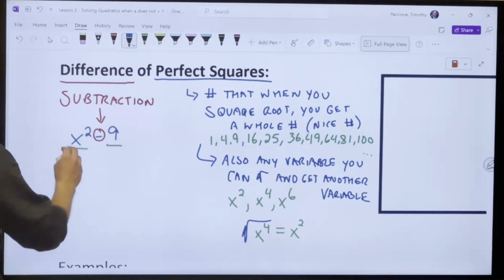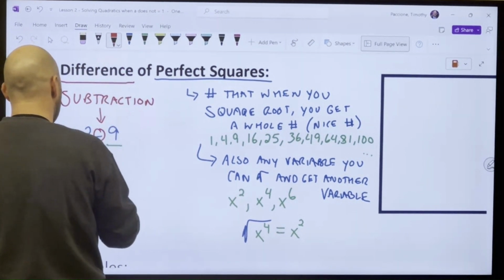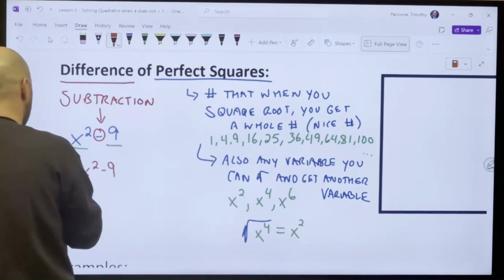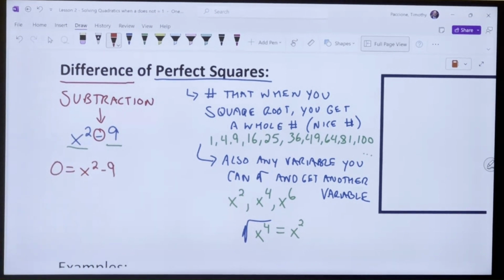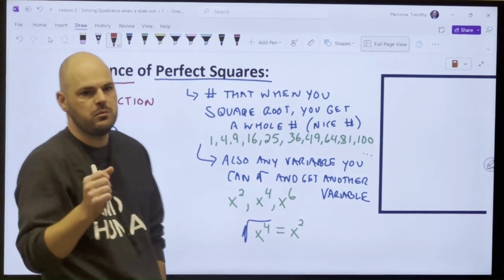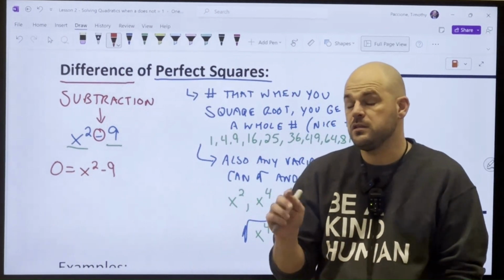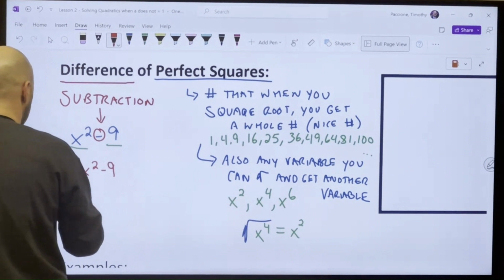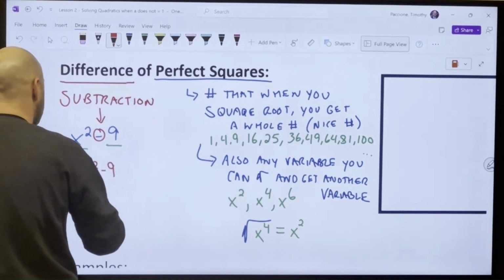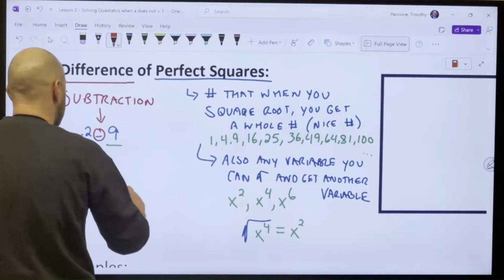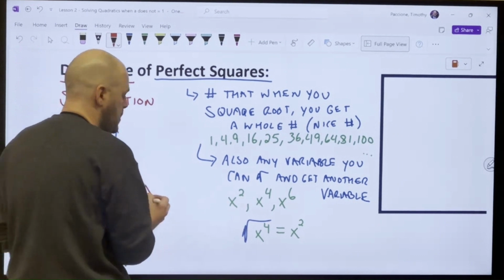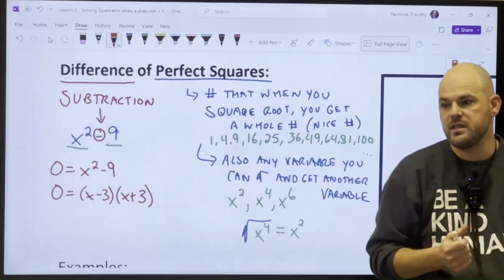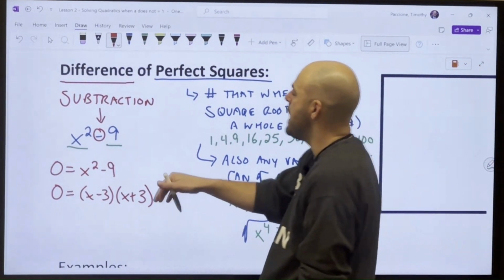Because if you have x squared minus 9 and you're told to solve it, we learned one way. We learned you can move the 9 over and square root both sides. Both ways work. But you could also say, oh, wait a minute, I know that that is x minus 3 times x plus 3. Right away, because it's a perfect square, that'll happen every time.